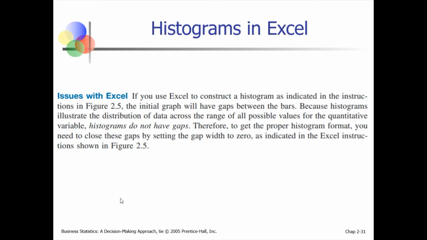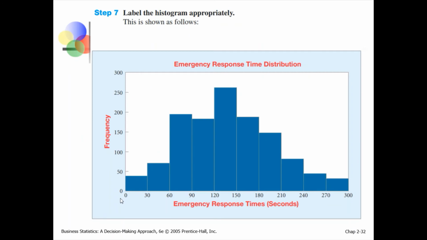Okay, so here is another issue with Excel. If you use Excel to construct a histogram as indicated in the instruction, the initial graph will have gaps between the bars because histograms illustrate the distribution of data across the range of all possible values for the quantity variable. Histograms do not have gaps. Therefore, to get a proper histogram, you need to close the gaps. I don't know which version of Excel the book used since it is an old book, from 2005. But I think this problem has been fixed now.